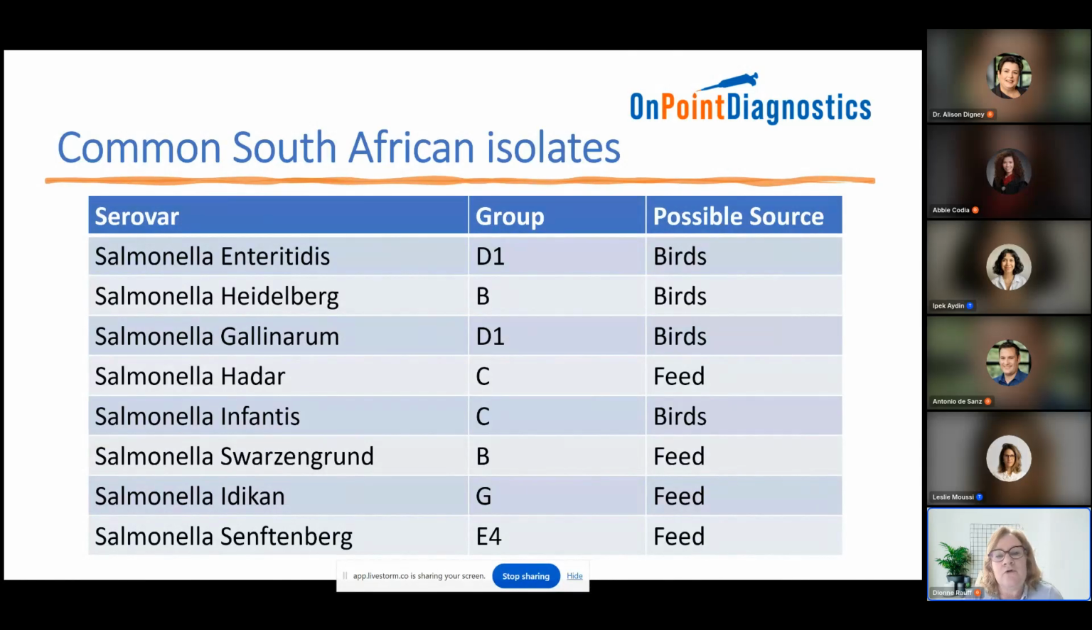If you look at the grouping, each one is a different group and the possible sources are very different. This is where full serological identification assists the farmer and the veterinary team in finding the source of the Salmonella.